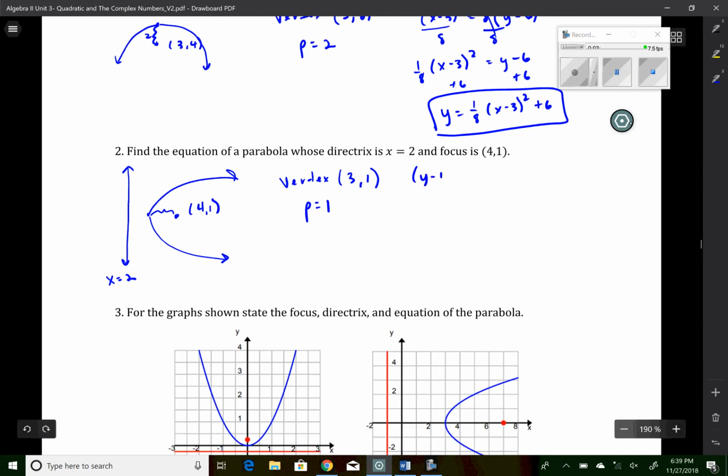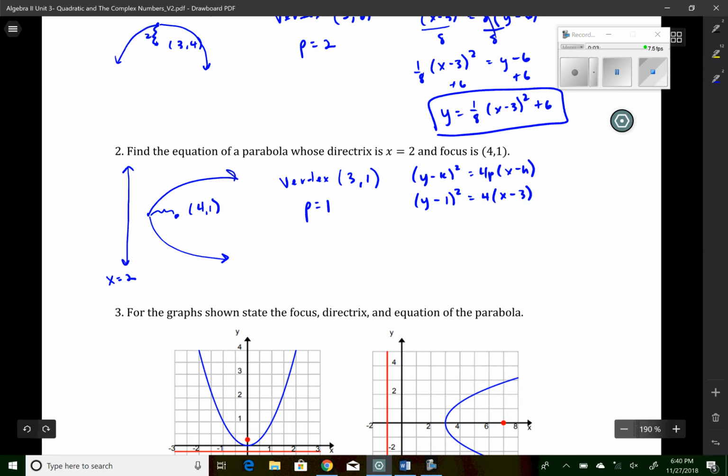So I have to say y minus k squared equals 4p times x minus h. Notice I'm squaring the y instead of the x. That's what makes it sideways. Then I just plug in like normal. So y minus the y value of the vertex, 1, squared equals 4 times 1, which is just 4, times x minus the x value of the vertex, so 3.